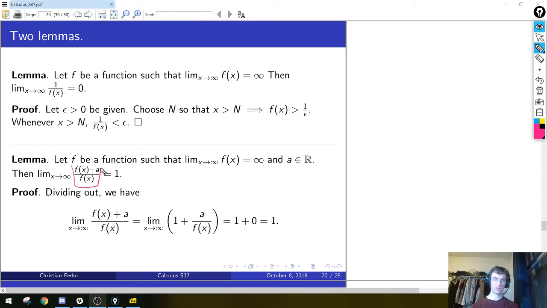So we're trying to compute this, f of x plus a over f of x. This is a sum in the numerator, so of course we can simply split it into two fractions. The first fraction is f over f, which is 1. The second fraction is a over f. And we've proven in the lemma above that if f goes to infinity, then 1 over f goes to 0. So this limit goes to 0 because it's a constant times 1 over f. This is a constant as well, so this is 1. So we have 1 plus 0, which is 1.